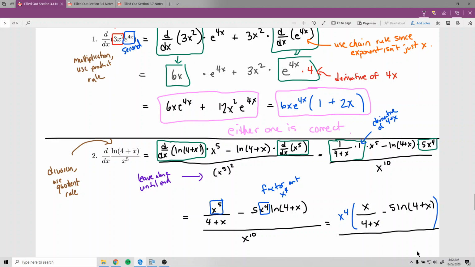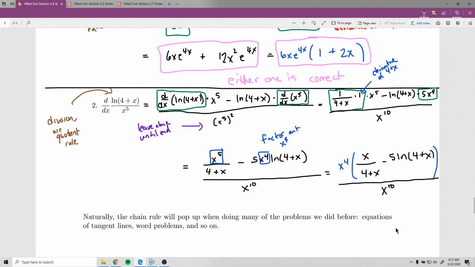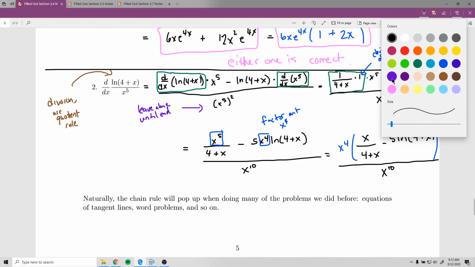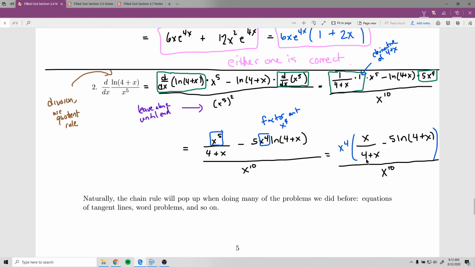All over x to the 10th. And this is really the one example where you will do something with the denominator. Normally we'd be done here. The top is simplified, even though it's very messy. But now we can cancel because this x to the 4th is out front. We can't cancel if it's just in any one term, but it's out front. We can cancel x to the 4th with x to the 10th and make it x to the 6th. 4 of the x's are gone.